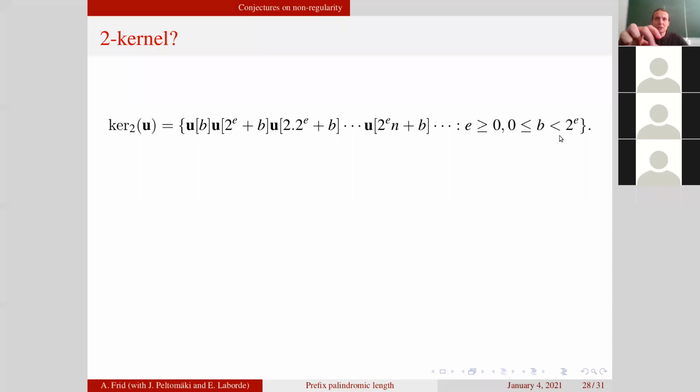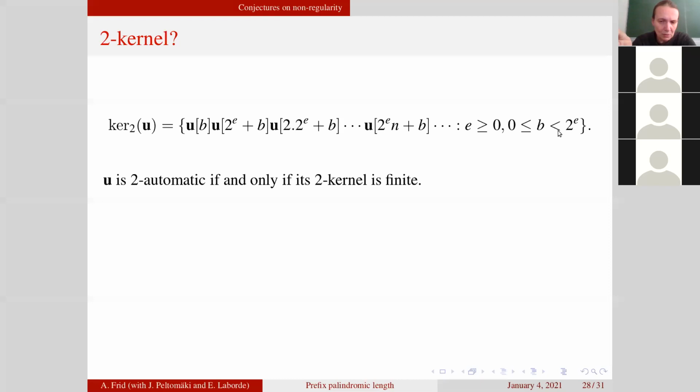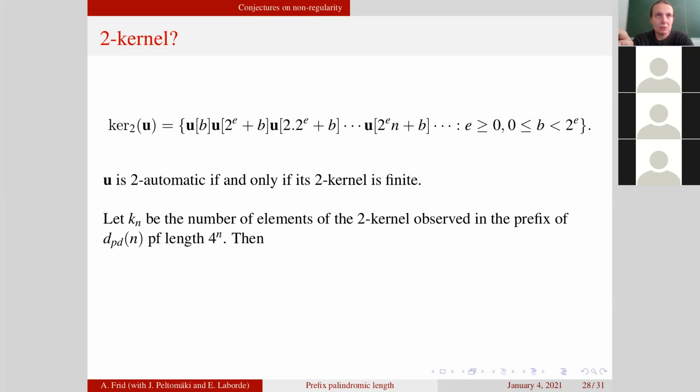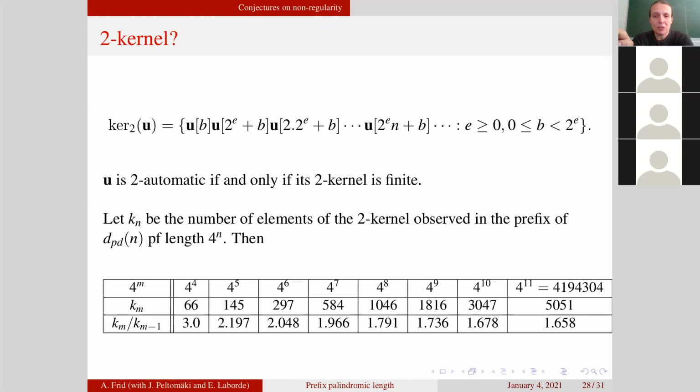So if a word is k-automatic, 2-automatic this time, then its 2-kernel must be finite. It is one of the equivalent definitions of 2-automatic words. But well, here is a table. My co-authors and I all computed something like this independently, just to be sure that it is not a mistake. So if you take a prefix of length a power of 4 of the period doubling word, and we count the number of elements of the 2-kernel which are already observed in this prefix, which are for sure different.